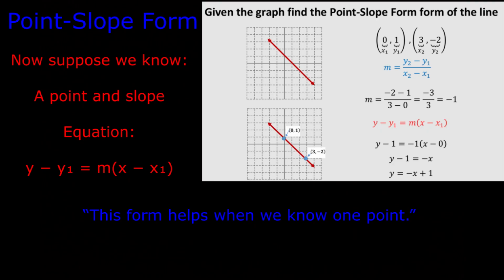Now suppose we know a point and the slope. How will we write the equation of the line? We will write y - y1 = m(x - x1). This is also an equation of a line, which is called the point-slope form. This form helps when we know one point.